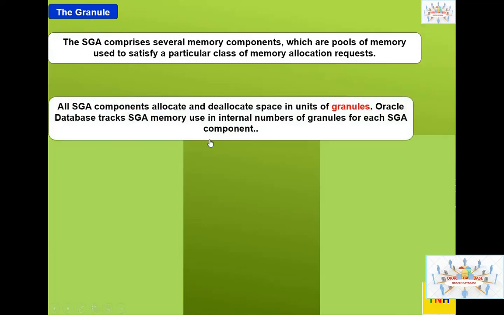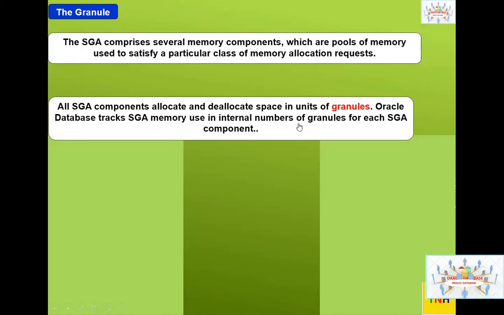The smallest memory chunks which are going to get allocated for these memory structures, that is what is known as a granule. You can see all SGA components allocate and deallocate space in units of granules. That is what a granule is. Oracle database tracks SGA memory use in internal numbers of granules for each SGA component. But there's an exception here, the redo log buffer. Redo log buffer is an exception which has a different memory allocation technique. We'll talk about that in more detail later.